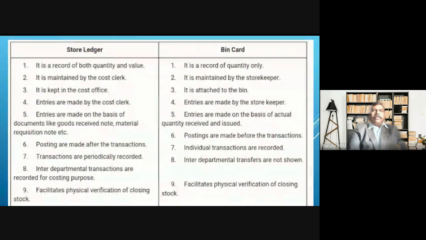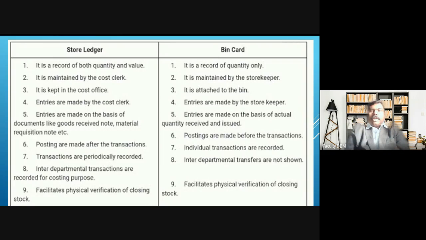So that was the bin card and stores ledger. Now you see the difference between a bin card and the stores ledger. Stores ledger is a record of both quantity and value, and bin card is a record of quantity only. In the bin card we only see the quantity, but in the stores ledger we record the value of that particular item. It is maintained by the cost clerk, and the bin card is maintained by the storekeeper.